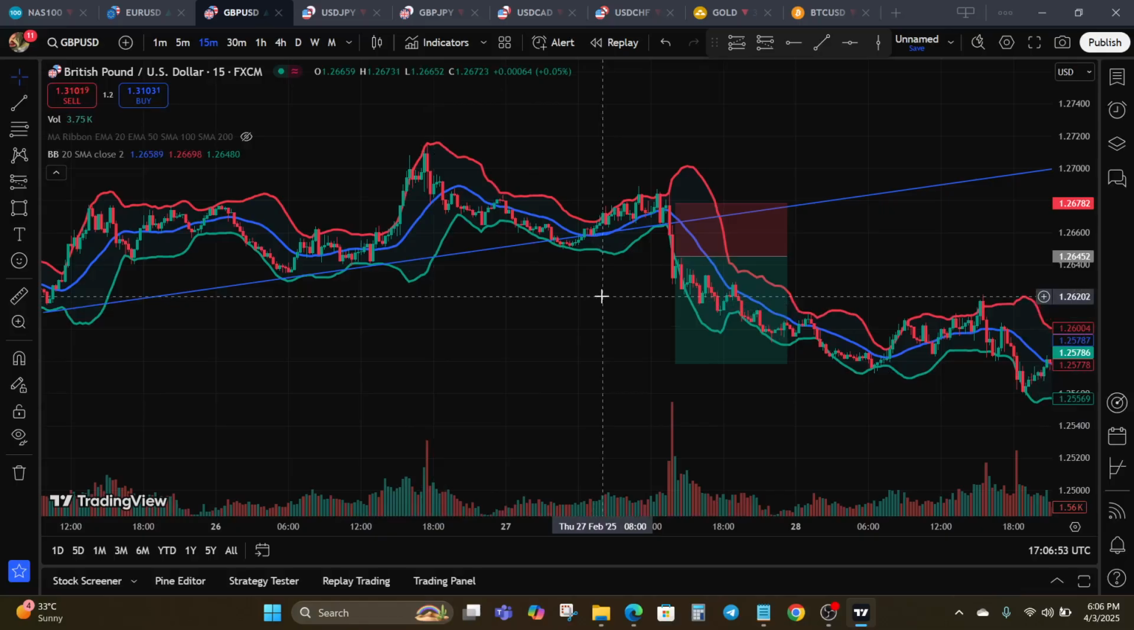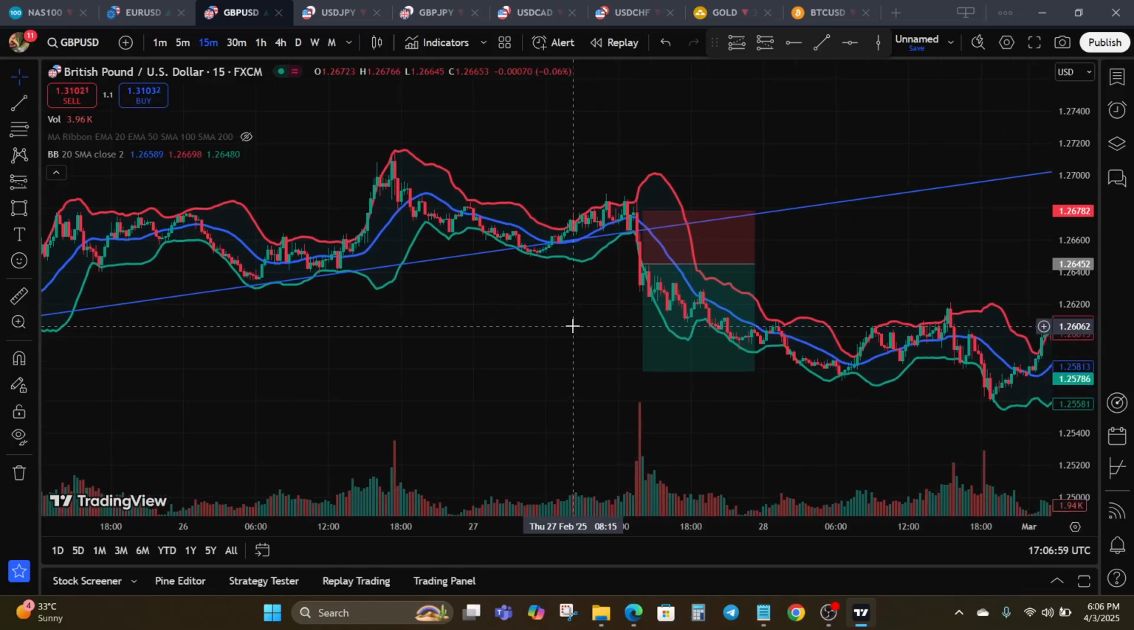Now, scalping can be a highly profitable strategy, but it's also essential to use proper risk management to protect your capital. Here are some risk management tips for scalpers. First of all, you should risk 1% or less per trade. Due to the fast-paced nature of scalping, you want to keep your risk low on each trade. A good rule of thumb is to risk no more than 1% of your total trading capital on a single trade.